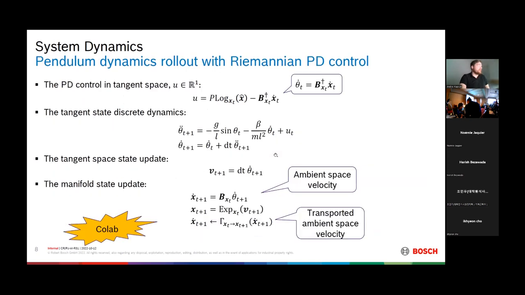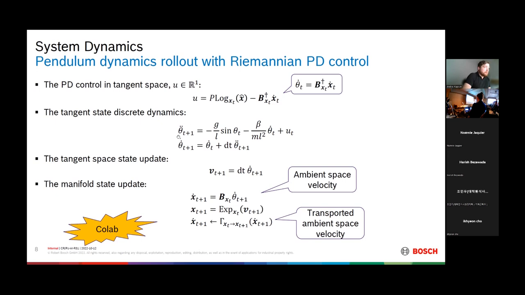Now let's consider an example about the pendulum. In the pendulum case, we already talked about how to define the PD controller. This is the equation for it. And here I show you a small trick when you go back and forth between tangent space and ambient space and define this control signal. Just as a reminder, this is embedded in the tangent space of the manifold, which means in the pendulum case, this is a one-dimensional submanifold. Then we can compute the tangent space dynamics.